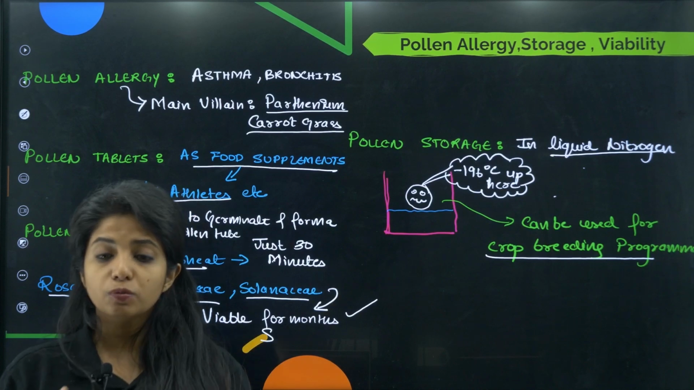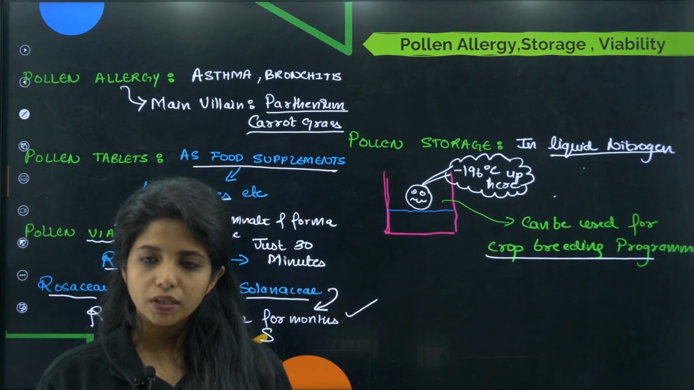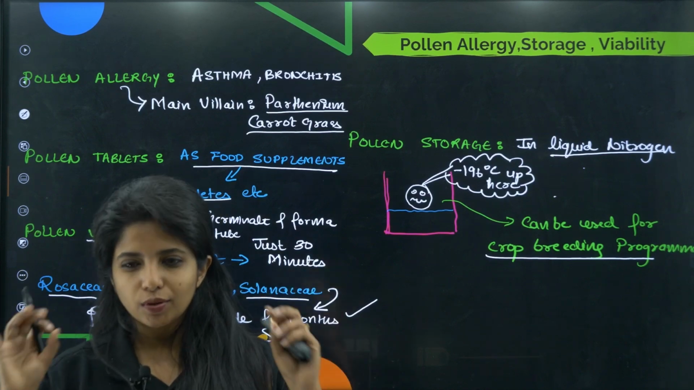Microsporangium has sporogenous tissue. Sporogenous tissue, each cell is a PMC, or micro. Did I say megasporogenesis? Oh my god, sorry. Microsporogenesis. Okay, please understand. Micro.